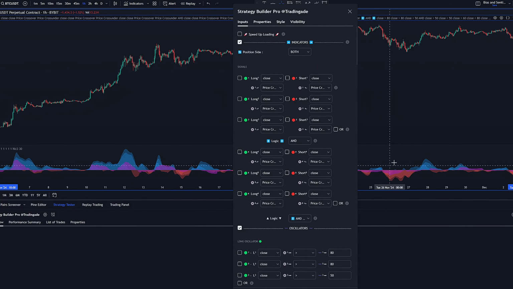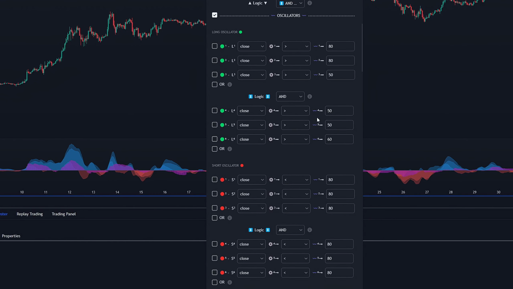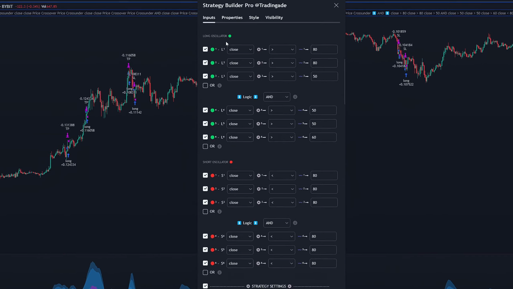Considering that we are dealing with an oscillator, we're going to go to the oscillator section. Here we have 6 different signals that we can combine for each scenario, for the long side and for the short side. Considering that our BAS indicator has 6 signals, we're going to turn on 6 signals for long and 6 signals for short. The next step is to set what signal we want to add to our Strategy Builder.